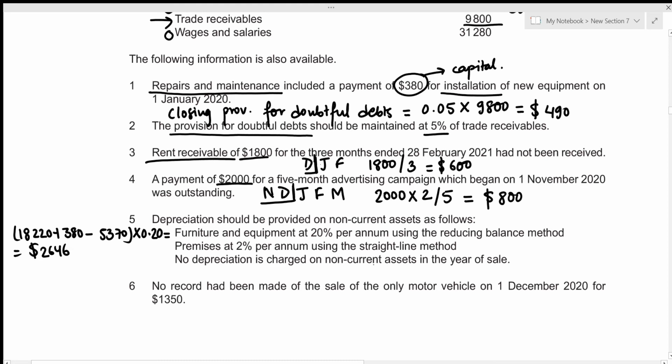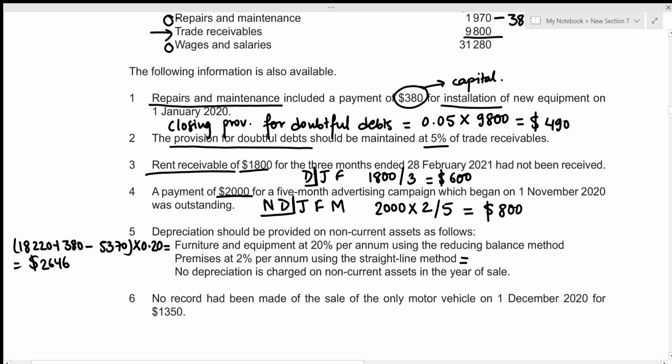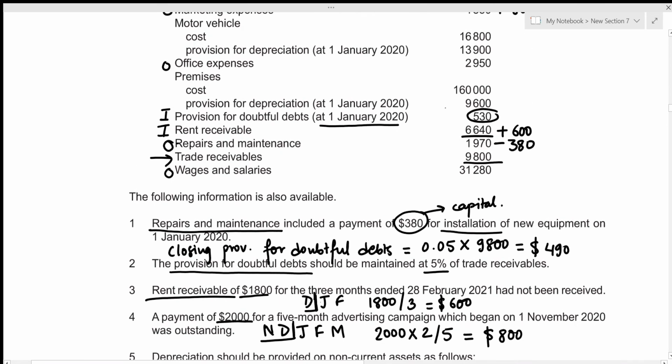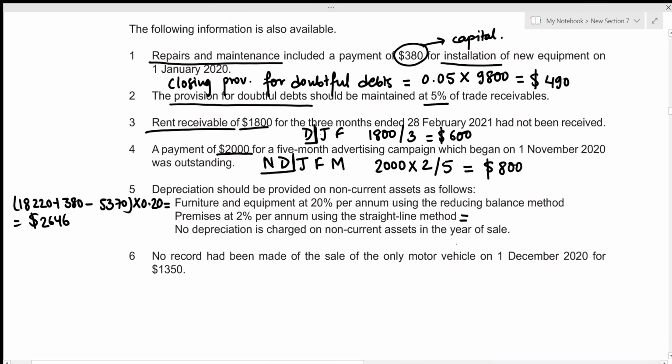Let's figure the depreciation charge for premises as well. We need to calculate it using the straight line method, meaning that we only need the cost value and then we have to multiply it with the rate of 2%. Let's figure out the cost first. Cost is given right here at the value of 160,000. So that's just going to be 160,000 into 0.02 because that's 2%. This gives us the depreciation to be 3,200. And then no depreciation is charged on non-current assets in the year of sale.